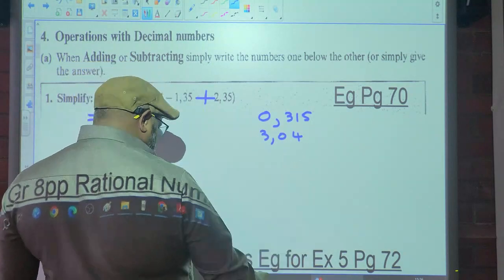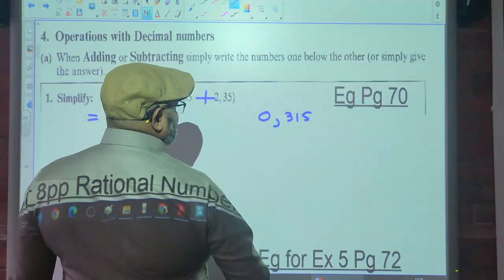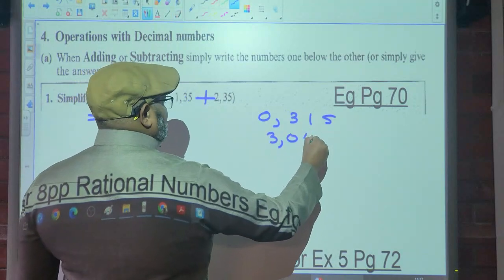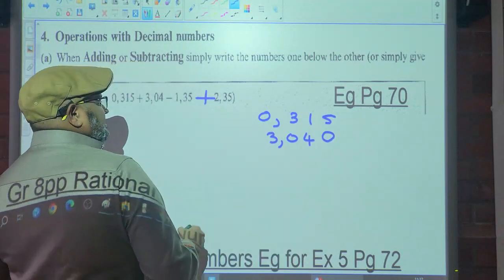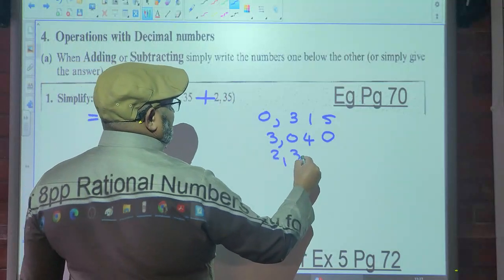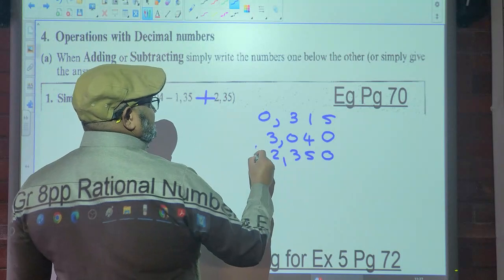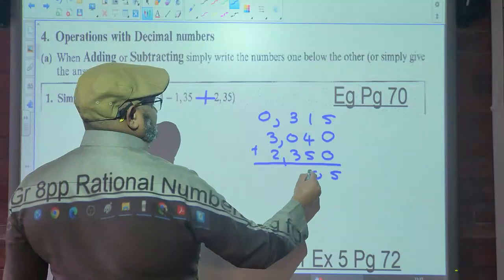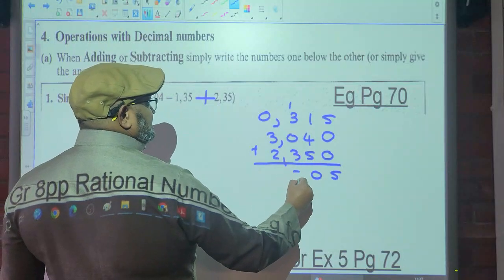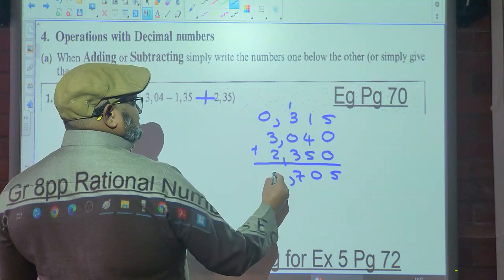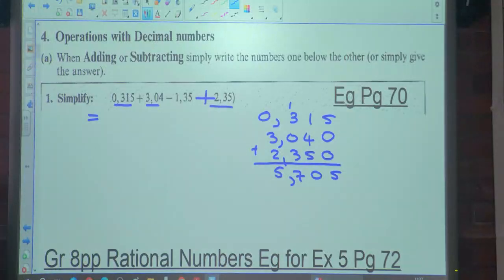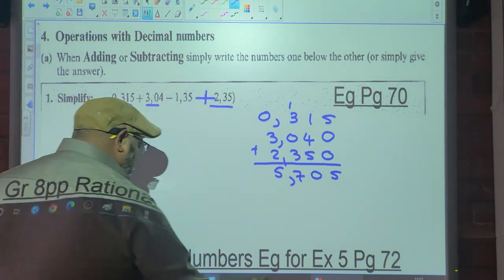3,04. But there are 3 digits here, so that's going to be 3,04 and now I must add a 0 there. Then I'm going to add 2,35, and then there's another 0. So I must add. What's 5 plus 0 plus 0? 5. 5 plus 4 plus 1? 10. 4 plus 3? 7. 0 plus 3 plus 2? 5. So in other words, that plus that plus that is going to give you 5,705. Not so?